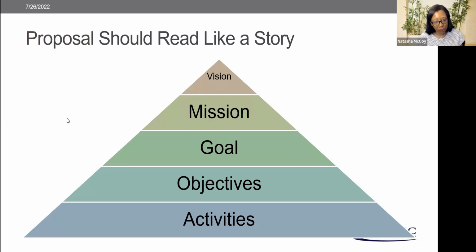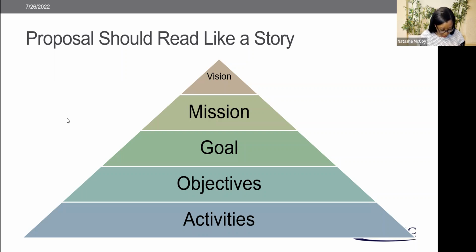Proposals should read like a story. After you've worked on developing your need statement, after you talk a bit more about the background, you want to use this sort of format for telling the story of what you're proposing to that funder. Begin again with the vision. That vision statement can be very brief and tell the overall picture of what you hope to achieve. Then you want to go into your mission statement of what you intend to do to help make your vision a reality. Next, you want to talk about the goal.